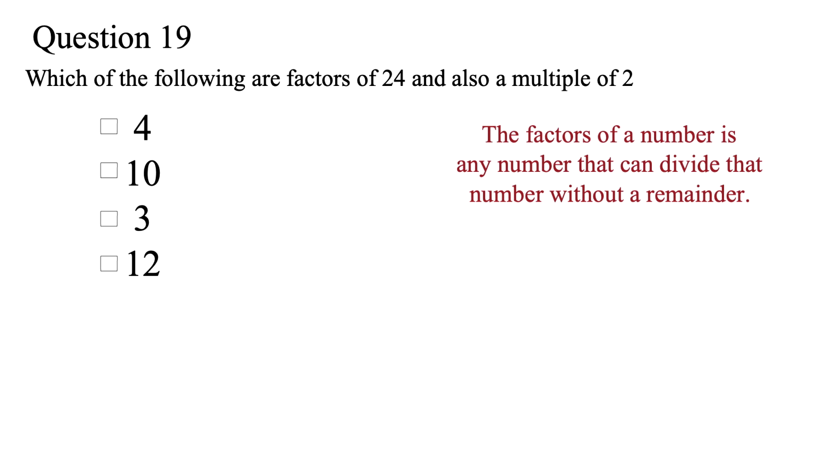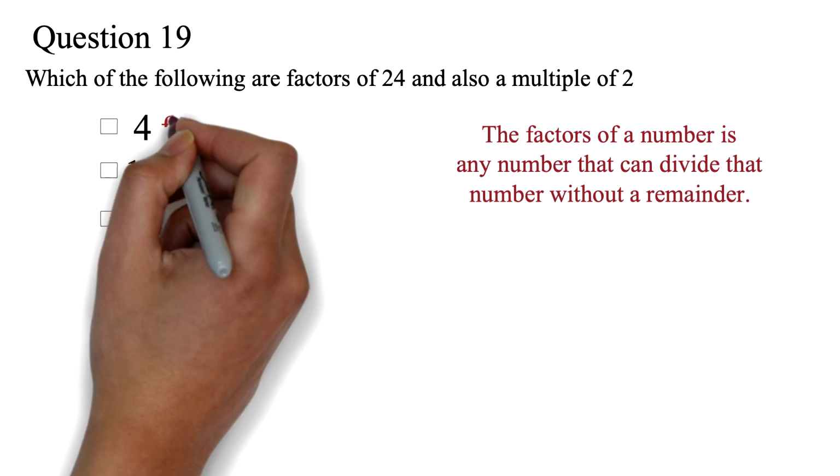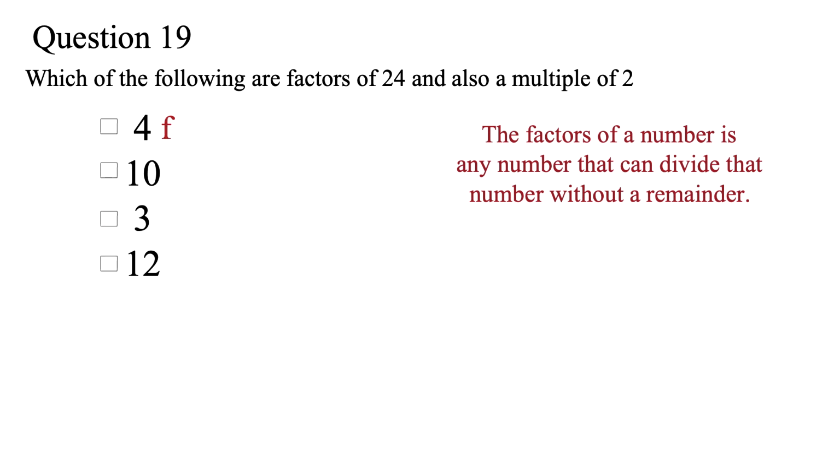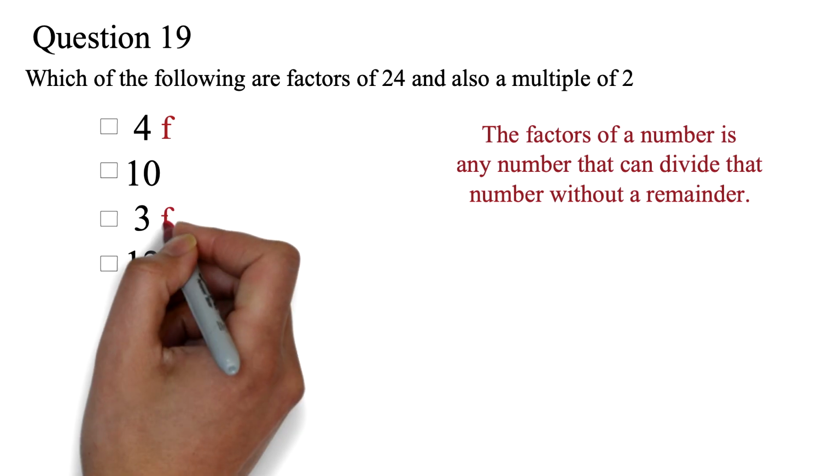Can 4 divide 24 without a remainder? The answer is yes. 24 divided by 4 is 6, so 4 is a factor. Can 10 divide 24 without a remainder? The answer is no. 24 divided by 10 is 2.4, or simply 2 remainder 4. So 10 is not a factor. Can 3 divide 24 without a remainder? The answer is yes. 24 divided by 3 is 8. So 3 is a factor.